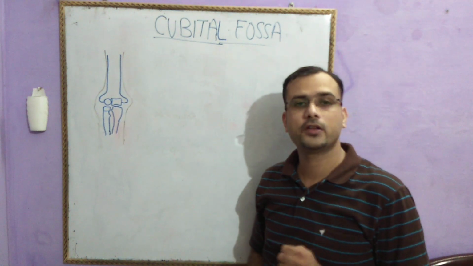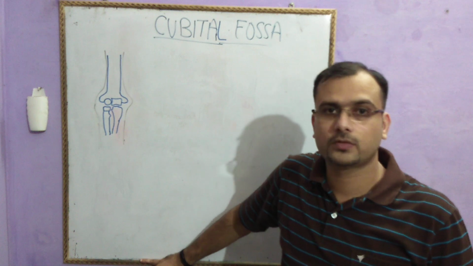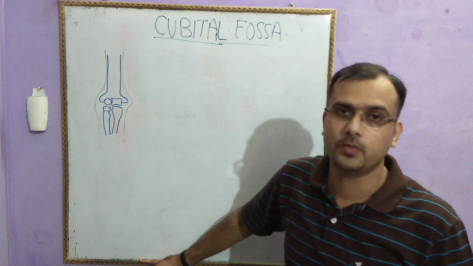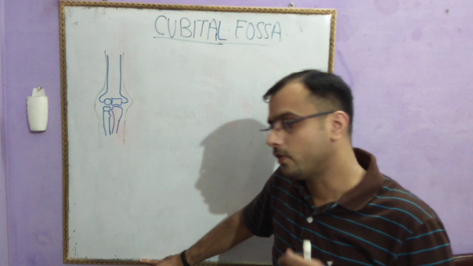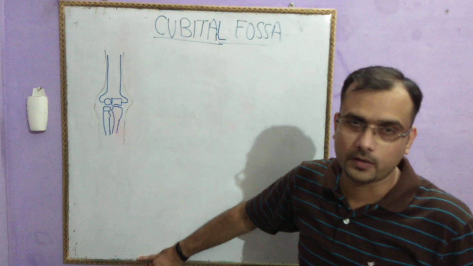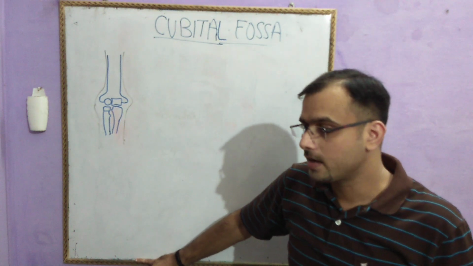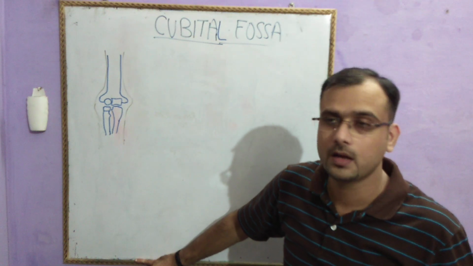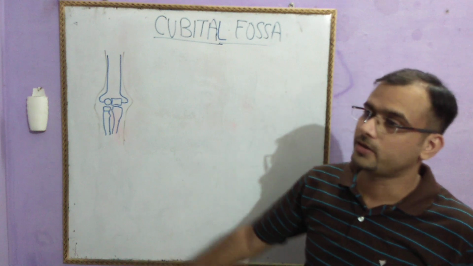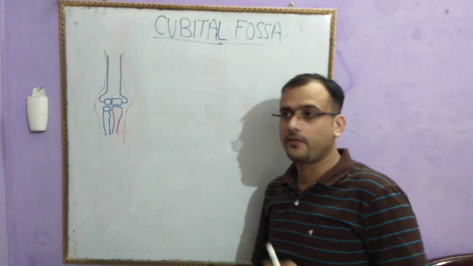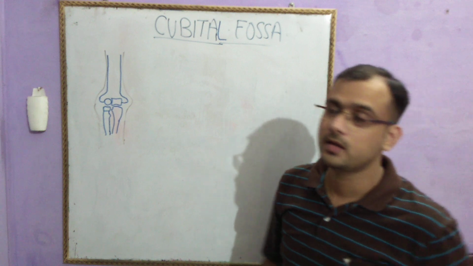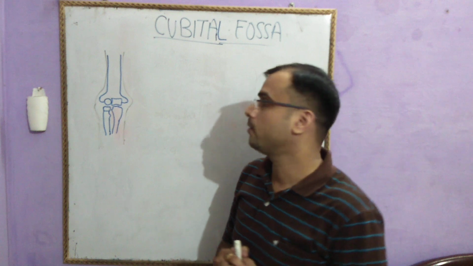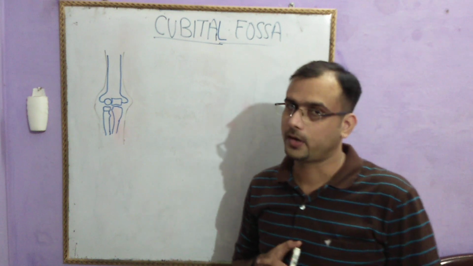If we talk about the definition, the cubital fossa is a triangular hollow space situated in front of the elbow. So what is the significance of the knowledge of the cubital fossa? We can collect blood samples and give intravenous injections in this region, and we can measure blood pressure also in this region. That's why the knowledge of the anatomy of the cubital fossa is very important.